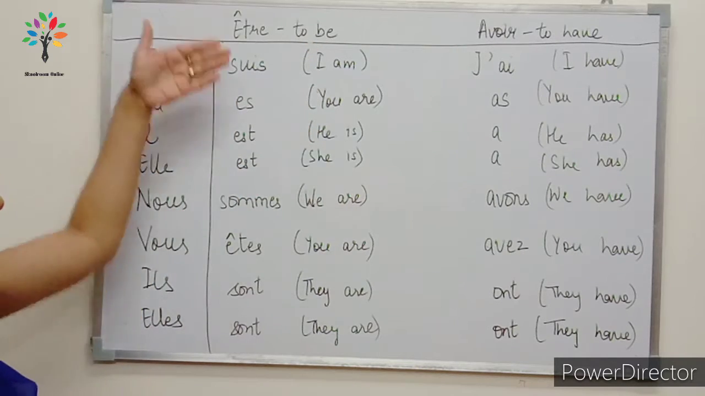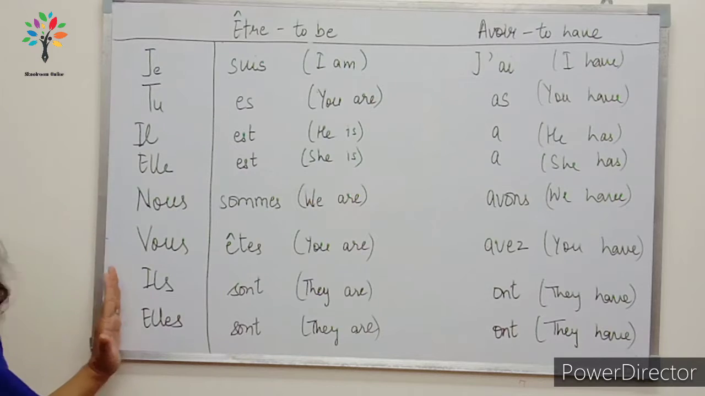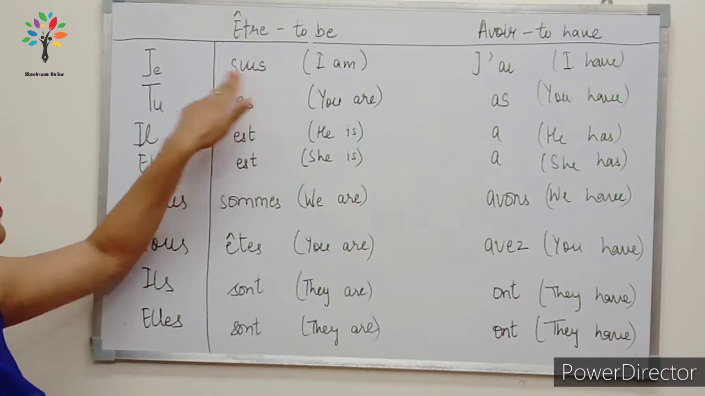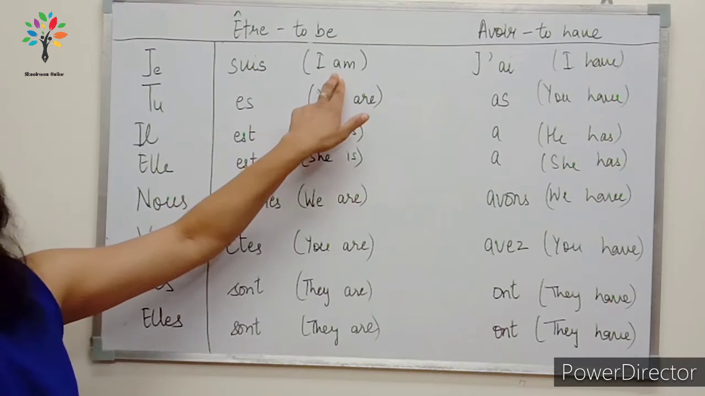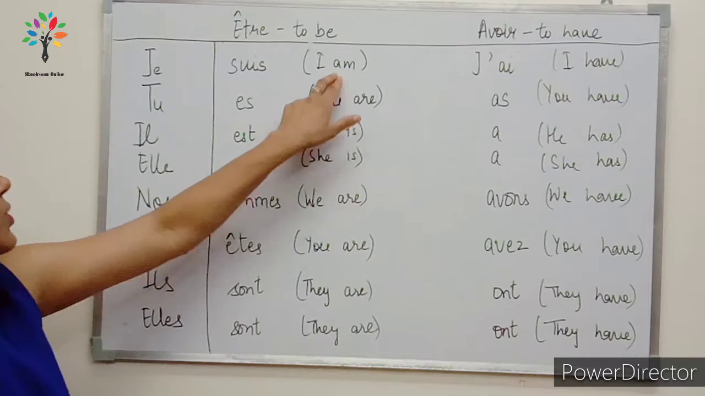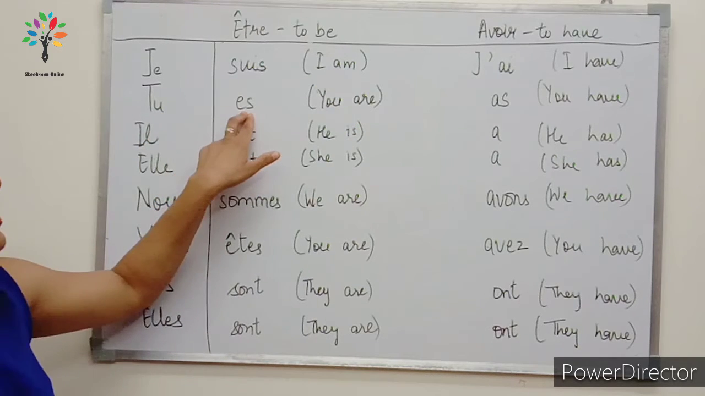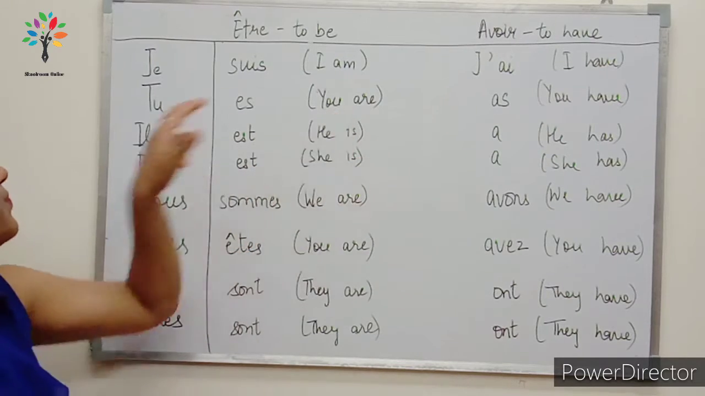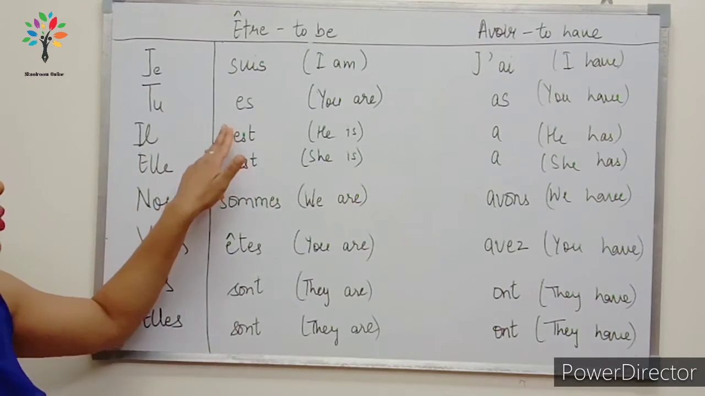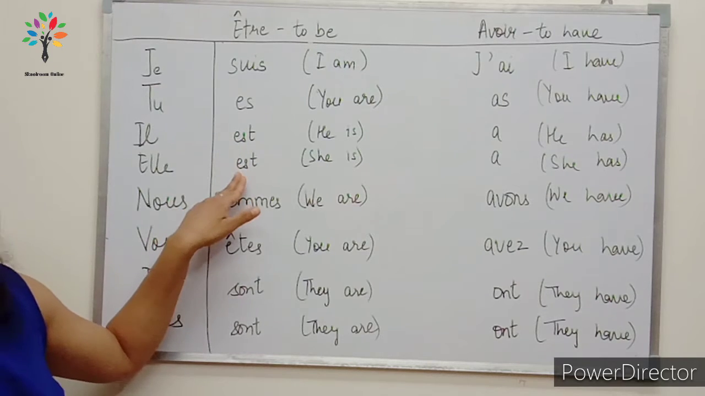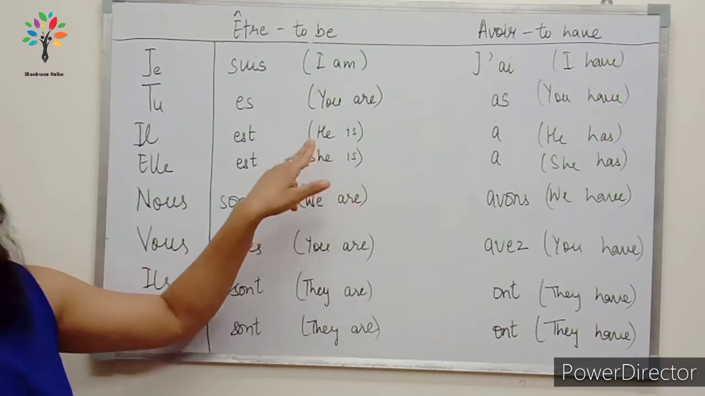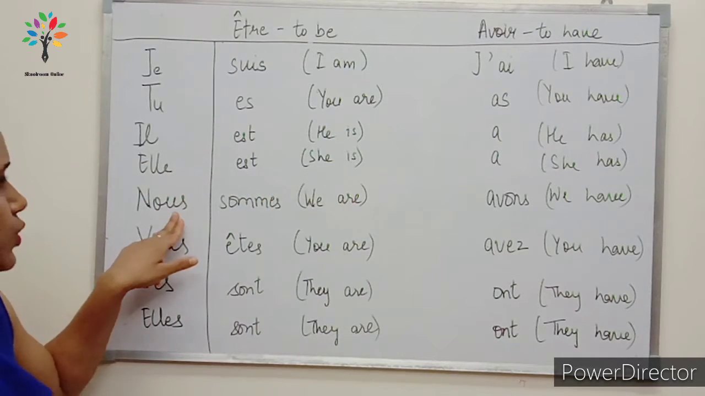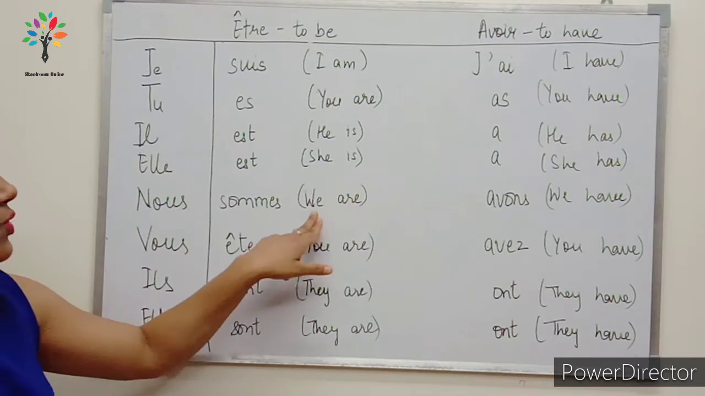So how it is conjugated with the different pronouns is written here. With je, we write suis, je suis, which means I am. With tu, we write es, which means you are. With il and elle, we write est and est, which means he is or she is. Il will be he, elle will be she. Nous sommes, we are.